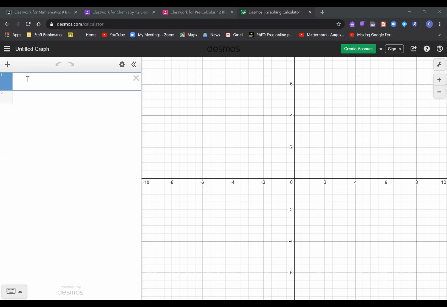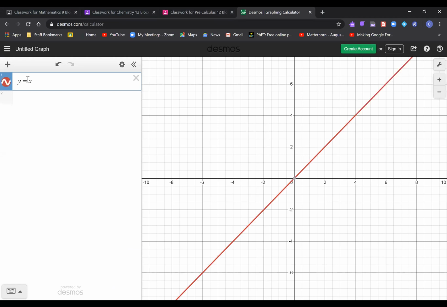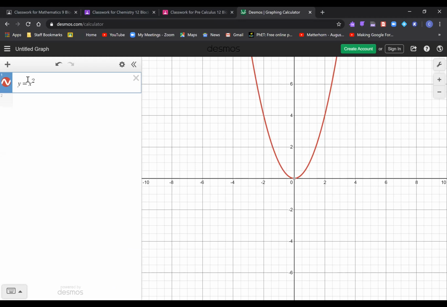And I'm gonna type in an equation here so you can sort of see how this works. So you just go into the box and you type in something like y equals x to the power, I use this little hat here, to the power of 2. And so you get your parabola. You guys have seen those.